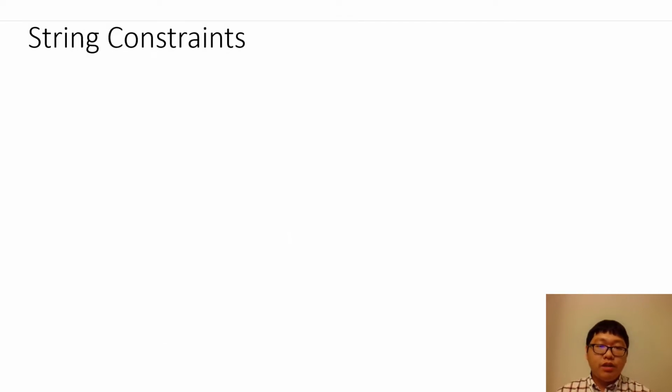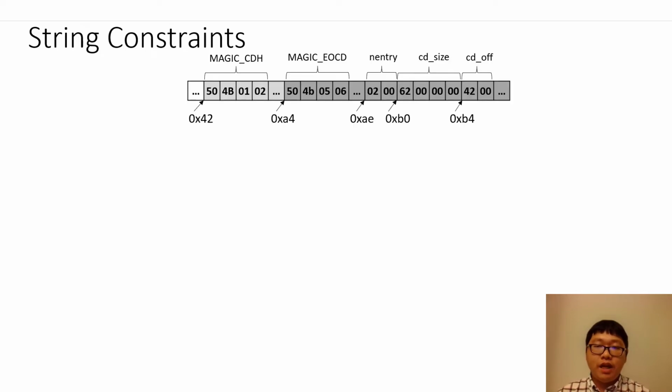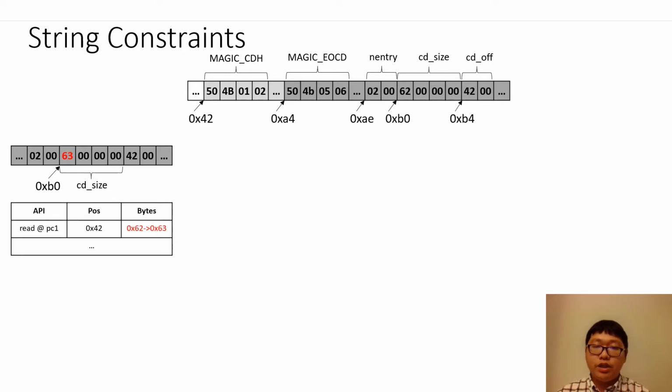Here are more details about how to construct string constraints, including length, offset, and count. They are constructed by observing the changes in the read system call. For example, if we change the value of CD size from 62 to 63, the bytes affected by the system call change from 62 to 63. We are then convinced this field is related to length.